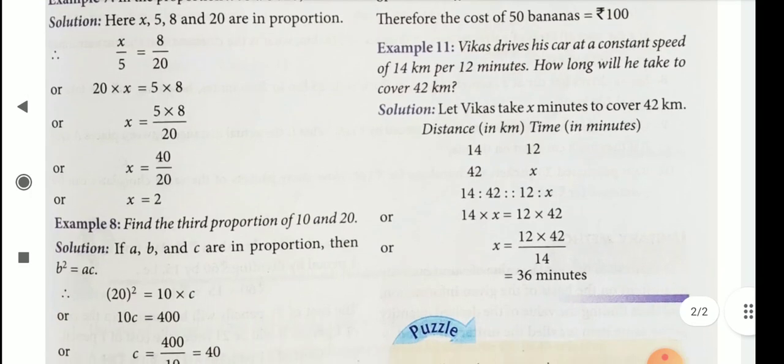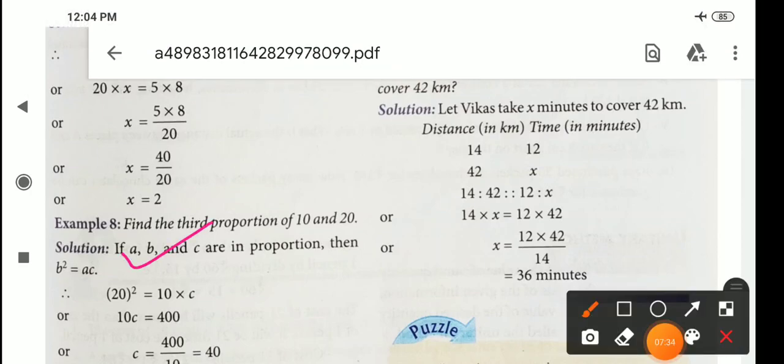Example 8. Find the third proportion of 10 and 20. Third proportion means, children, we have to do what? This is first, this is second. So a, b and c are in proportion, then b squared equals ac. Here a and b are given and the question asks for the third proportion. So, children, b squared equals ac, where c is unknown. So b squared equals 10 multiplied by c.